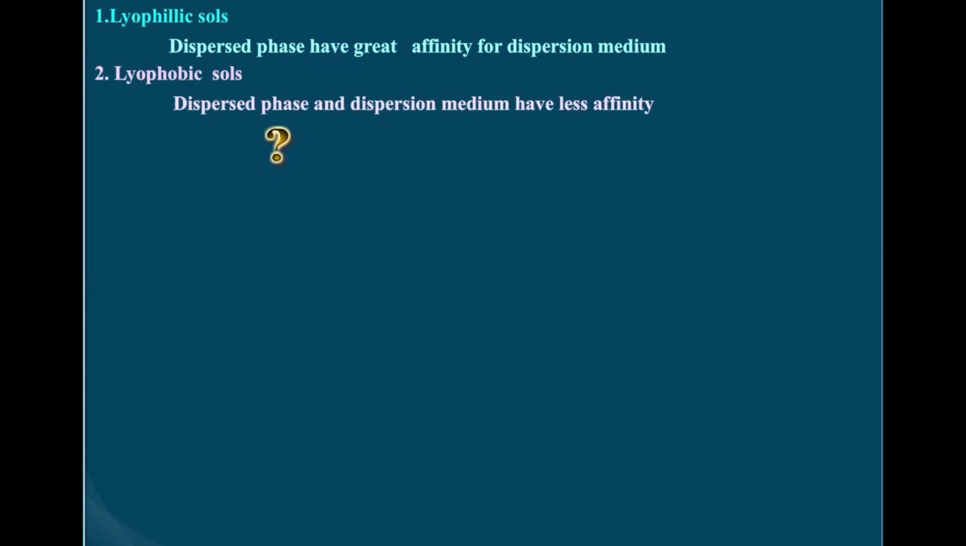So, what are lyophilic sols? In lyophilic sols, the dispersed phase, meaning the solute part, has great affinity for the dispersion medium. The word lyophilic means liquid loving. And what is lyophobic? The dispersed phase and dispersion medium have less affinity. So lyophilic is solvent loving, while lyophobic is solvent hating. In lyophilic, the dispersed phase has greater affinity for the dispersion medium; in lyophobic, it has less affinity.